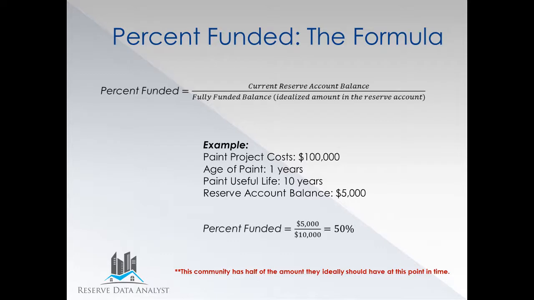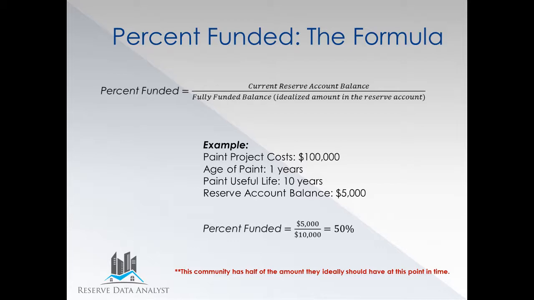So to create a percent funded figure for this scenario, we take $5,000, which is the reserve account balance, and we divide it by $10,000, which is the fully funded balance at the end of year one in this scenario with a $100,000 paint project. Again, because we're taking that $100,000 and dividing into 10, because it's going to last 10 years and we want to spread out that cost amongst the 10 years so everybody is paying their fair share over that time period.